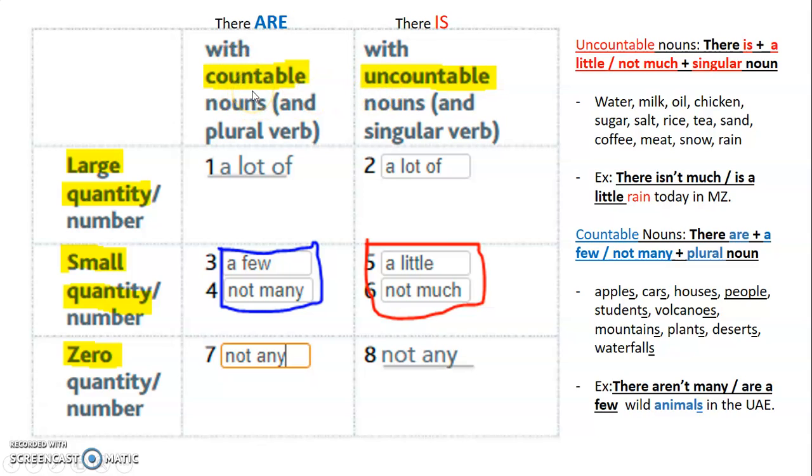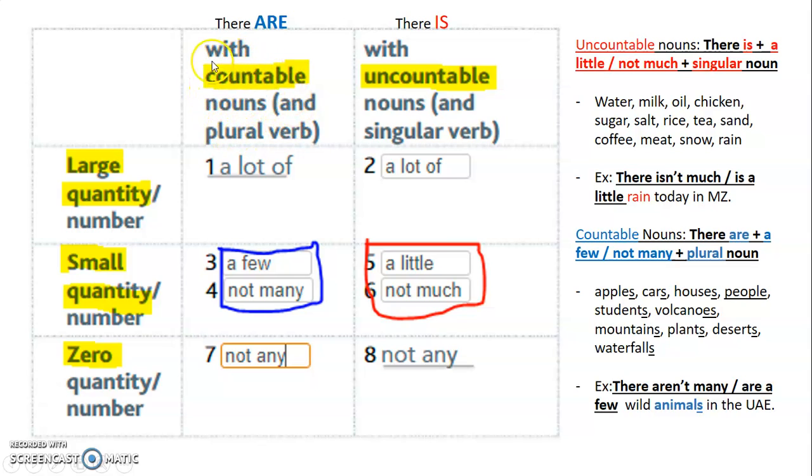So first, let's focus on the countable nouns. Okay, and I remind you that a countable noun is a noun that you can count. For example, apples, cars, houses, people, students, volcanoes, mountains, plains, deserts, waterfalls, and many other words. So it's any word, any noun that you can count. All right? So first, let's focus on the countable nouns.